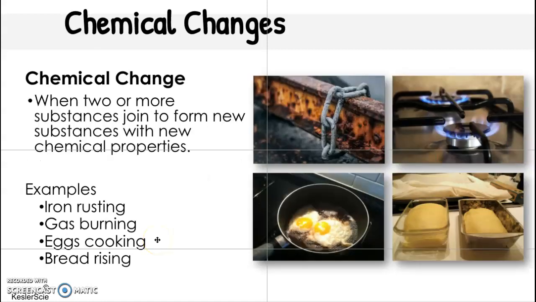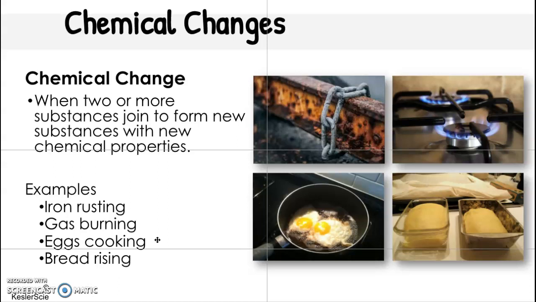Chemical change. When two or more substances join to form a new substance with new chemical properties. Examples: iron rusting, gas burning, eggs cooking, bread rising. These are all examples of chemical changes.